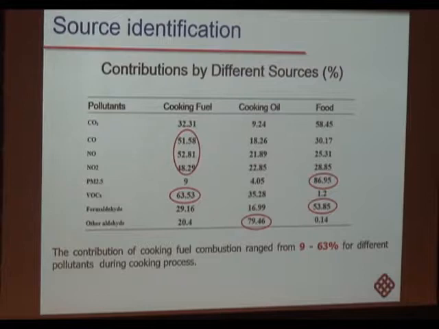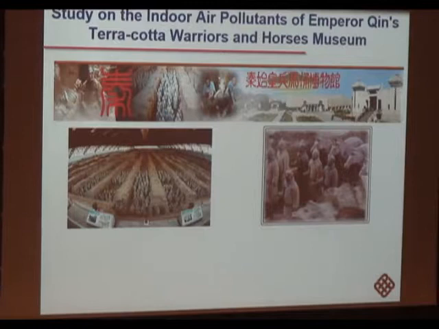So in other words, this is a 100% chart. It turned out cooking fuel is also in the leading position, but the cooking oil and the cooking process could also lead to different cooking emissions. So in general, for the fuel contribution, some of the pollutants are very little, while some of the pollutants are actually high.